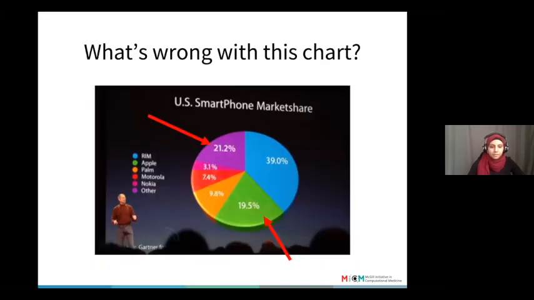So here's a fun figure from the late Steve Jobs, from one of his old presentations looking at the US smartphone market. Okay, so in the chat, let's see if we can list some things that are wrong with this chart. How could we improve this chart if we were making a pie chart for Steve Jobs?